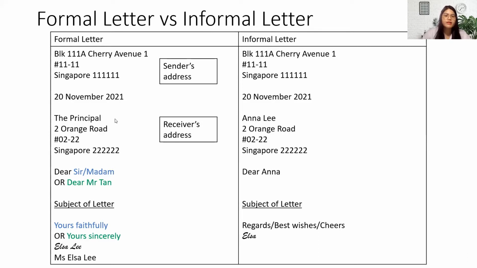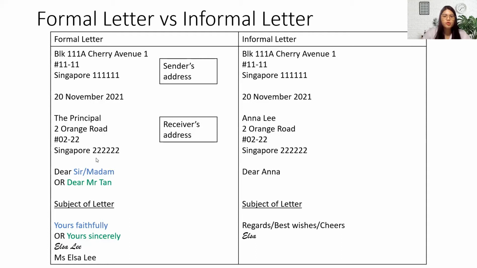Why is it that we write the receiver's address in the third portion? We typically fold a letter into three, and this will be what's showing in the window of your letter if you have seen one. So that's why it will be at this certain position. Similar for an informal letter.